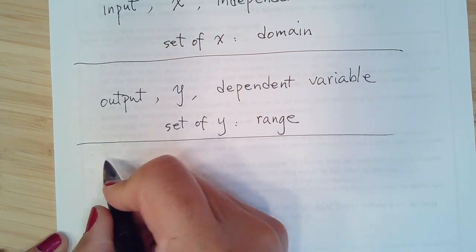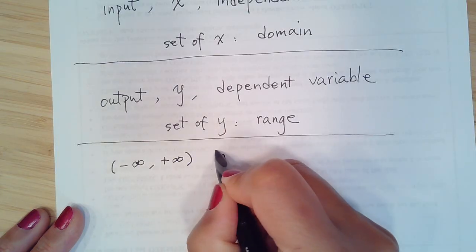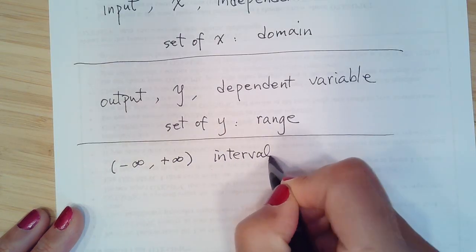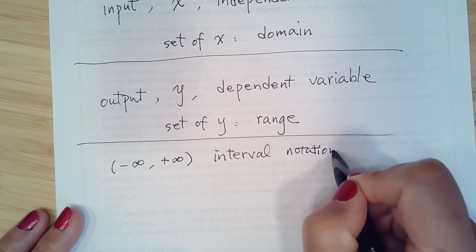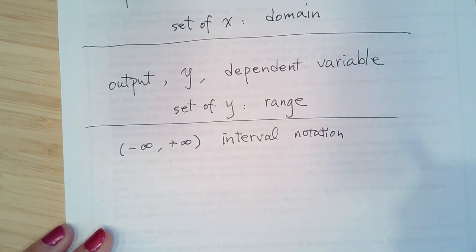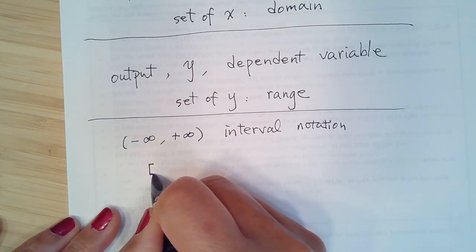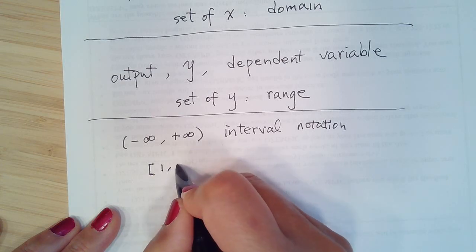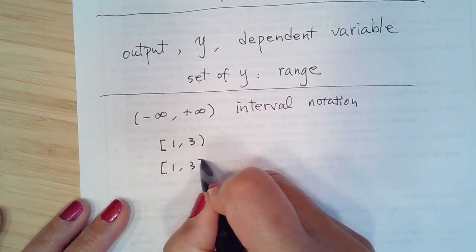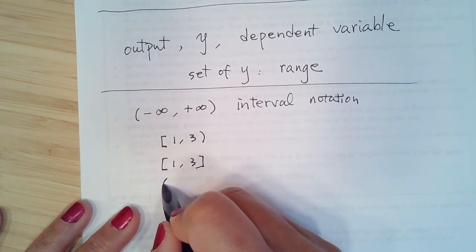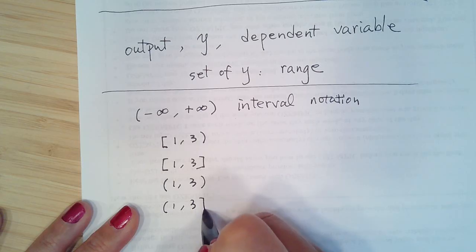For the interval notation, remember I just put negative infinity to positive infinity. This is called interval notation. There are 4 types of interval notation. I'll just use 1 and 3 as an example: bracket 1, 3 bracket, parenthesis 1, 3 parenthesis, and the mixed ones. You see the difference?